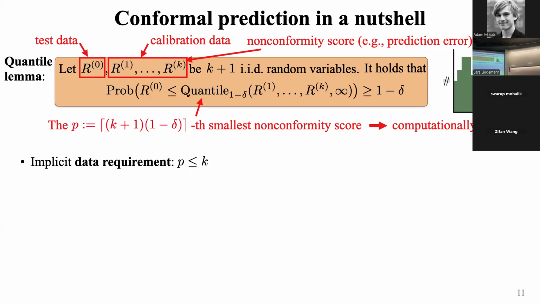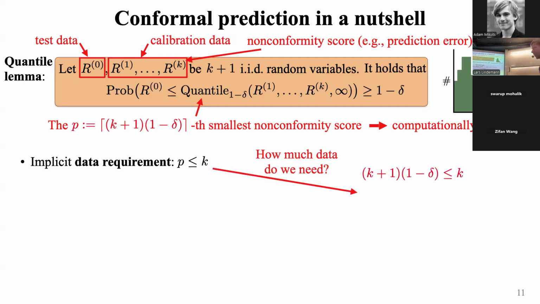Now, there's also an implicit data requirement because you pick the p smallest score and you only have k of them. p is not allowed to be larger than k, right? Can you get a more explicit bound from this? Well, yes, you can. Since this k here is an integer, you can basically remove the ceiling. This is rewriting this without the ceiling operator.